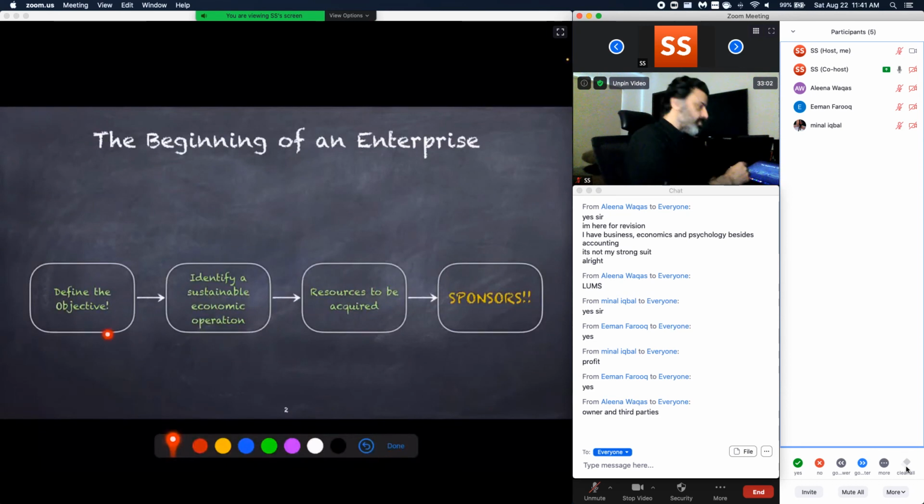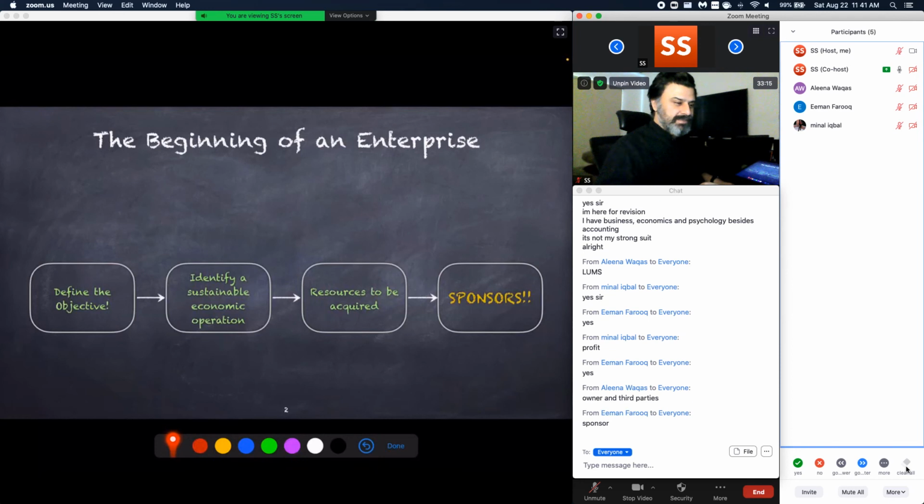Obviously, objective is not an individual, nor a sustainable operation. So these are the two boxes that you're looking for. Where do you exist in this flowchart? It's okay, make a mistake. Doesn't matter. Don't be afraid of making mistakes.